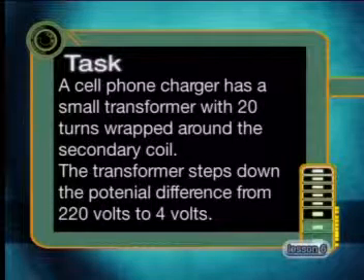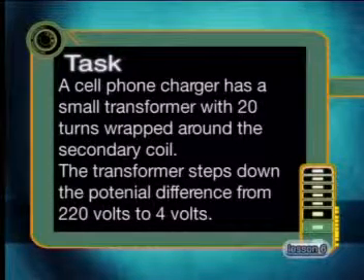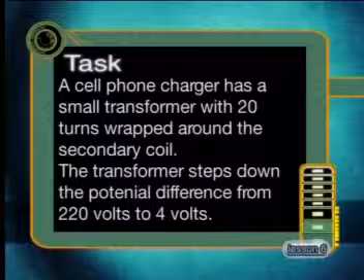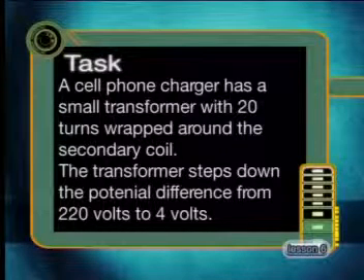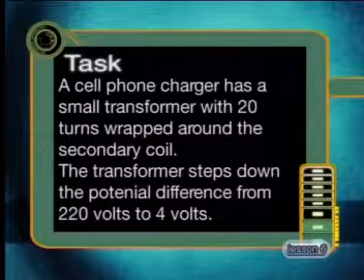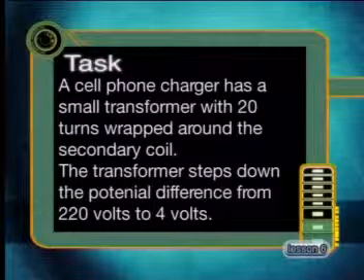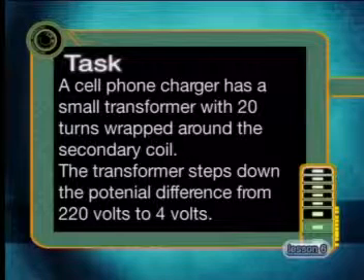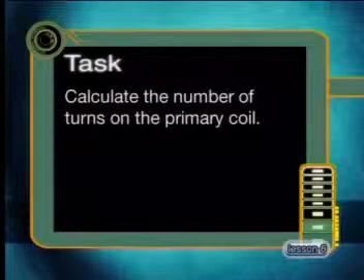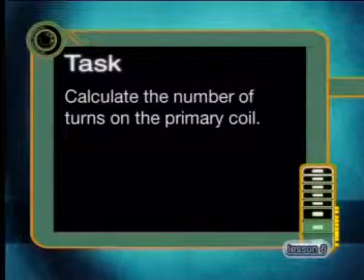A cell phone charger has a small transformer with 20 turns wrapped around the secondary coil. The transformer steps down the potential difference from 220 volts to 4 volts. Calculate the number of turns on the primary coil.